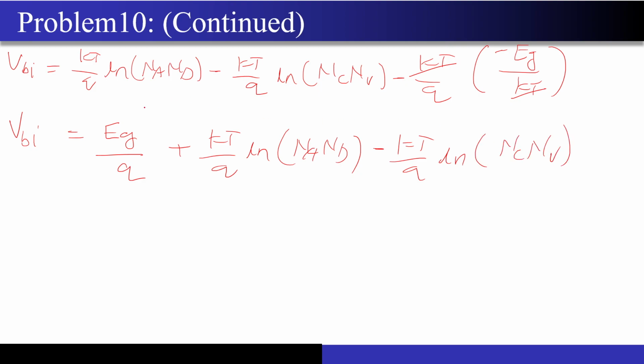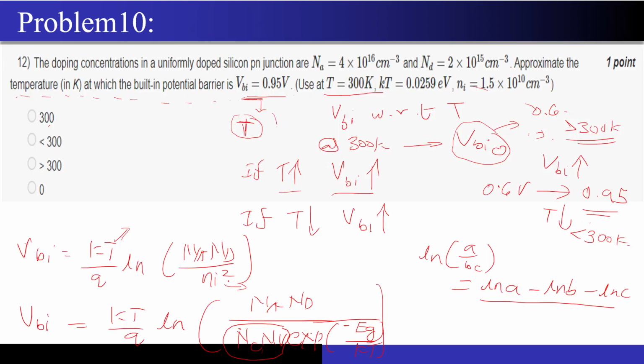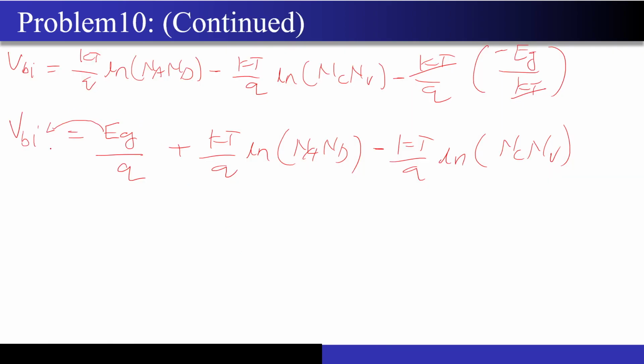Now here comes the first answer to the question that was asked to me in the last lecture: how does the Eg relate with the VBI? As you can clearly see, I have not made any assumption till now. I have just put the expression for the ni, and now you can clearly see this VBI is directly proportional to the Eg by q.